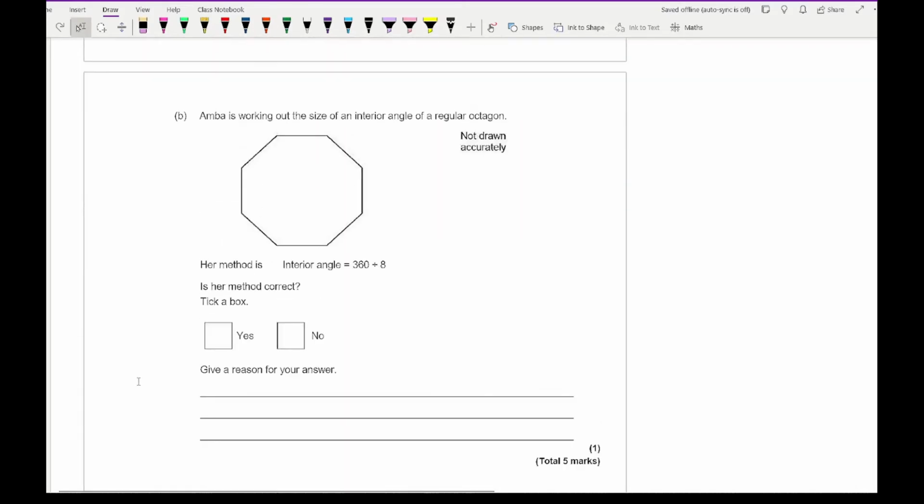Moving on to B, it says Amber is working out the size of an interior angle of a regular octagon. Her method is 360 divided by 8. Is her method correct? Give your reason for your answer. Well, the correct answer is no.